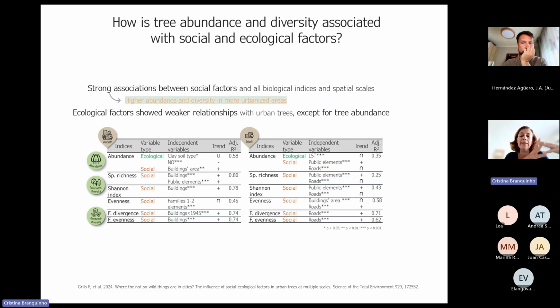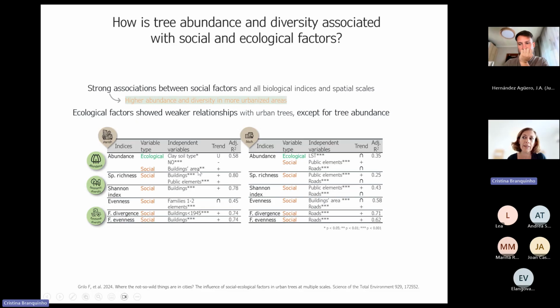So we also related these indices with a bunch of variables of different natures, some more social and some more ecological. And it was very interesting and striking that abundance, species richness, Shannon index, evenness, functional divergence, and functional evenness were mostly related with social variables and drivers, both at the parish and at the block level. Only abundance seemed to be related with some ecological variables, such as type of soil and land surface temperature.